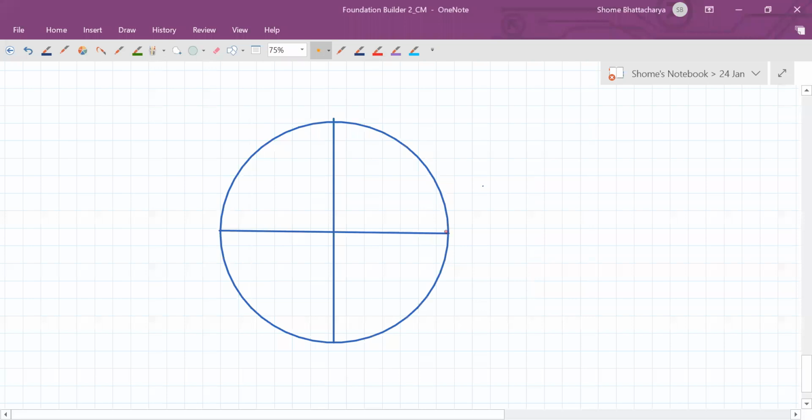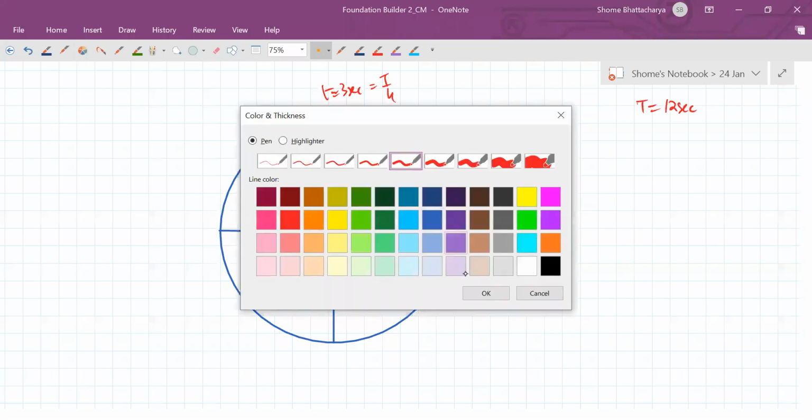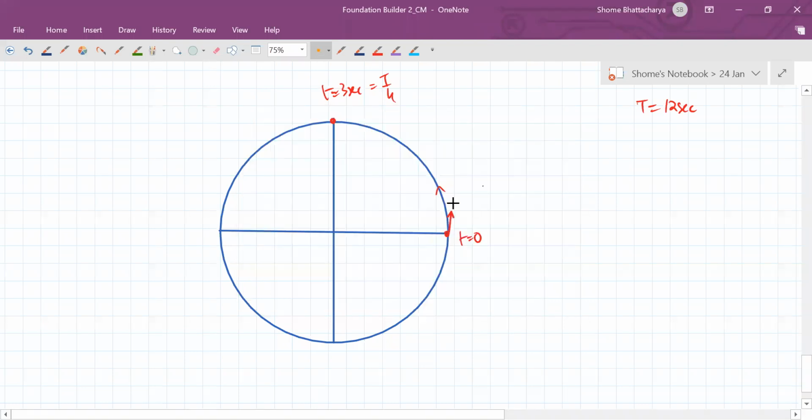So let's say you assumed you started from here at t equal to 0, going at that uniform speed. So in 3 seconds, you'll be here because that 3 seconds is 1/4 of the time period. The time period was 12 seconds. So your velocity vector is changing from a vector of magnitude 10 here to a vector of magnitude 10 in this direction. So it is rotating by how much? By 90 degrees.